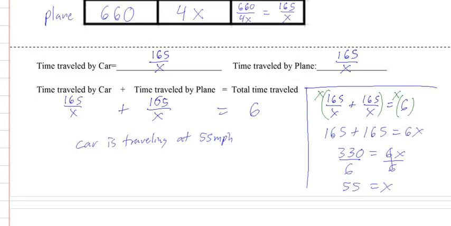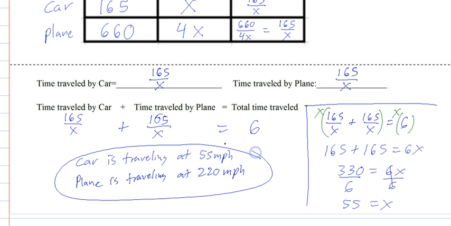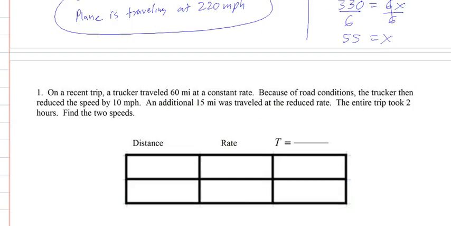And the plane is traveling at 4 times that. Even though it didn't ask for it, I'm still going to write it. Plane is traveling at 4 times 55. So that would be 220. And there it is.